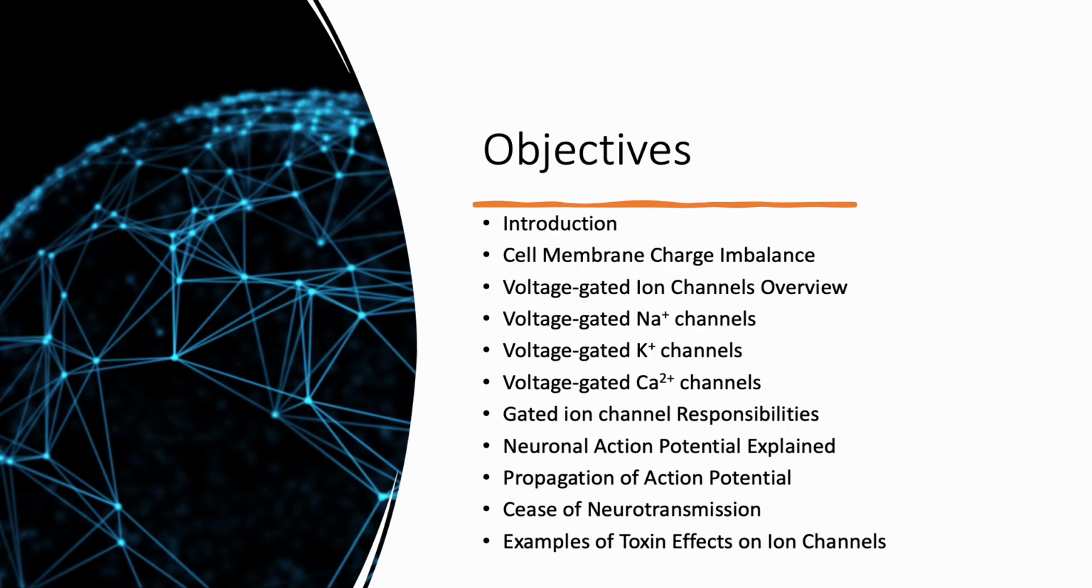In today's objectives, I will cover an introduction into the topic, cell membrane charge imbalance, voltage-gated ion channel overview, voltage-gated sodium channels, voltage-gated potassium channels, voltage-gated calcium channels, gated ion channel responsibilities, neuronal action potential explained, the propagation of action potential, the cease of neurotransmission, and some interesting examples of toxin effects on ion channels.